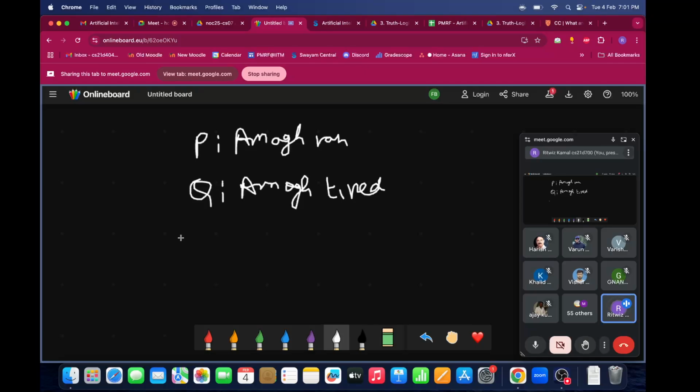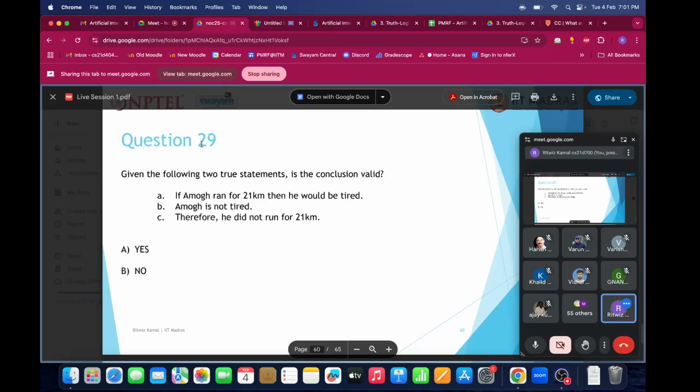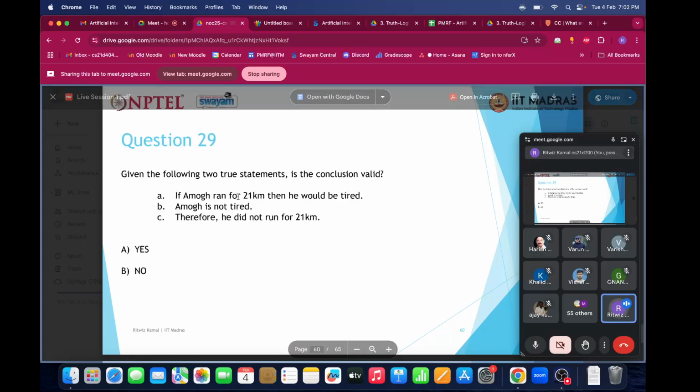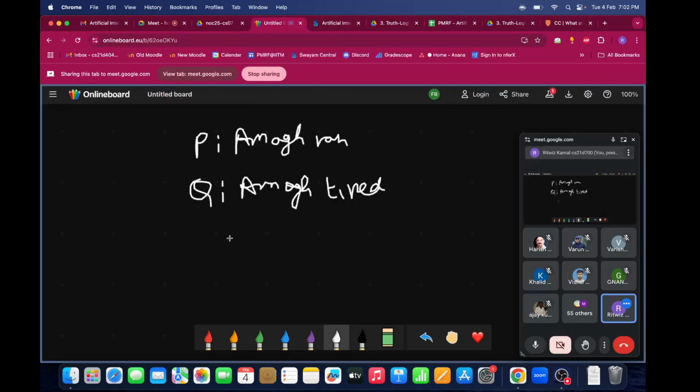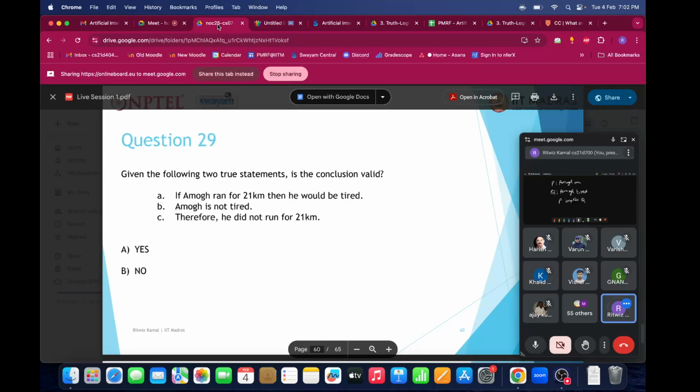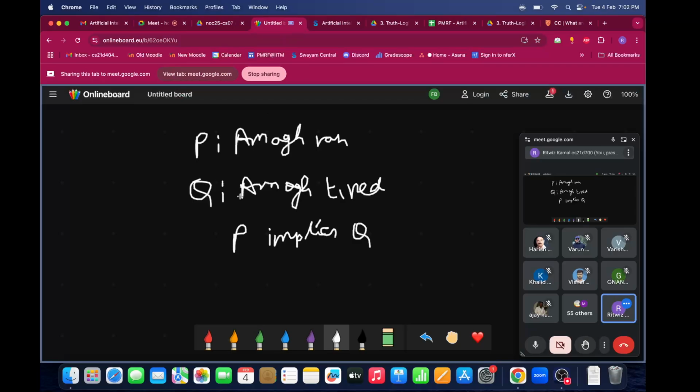Okay, now statement 1 that is given to us says that if Amog ran for 21 kilometers, then he would be tired. So P implies Q. Okay, and then we are given that Amog is not tired, right? So we are given the negation of Q.